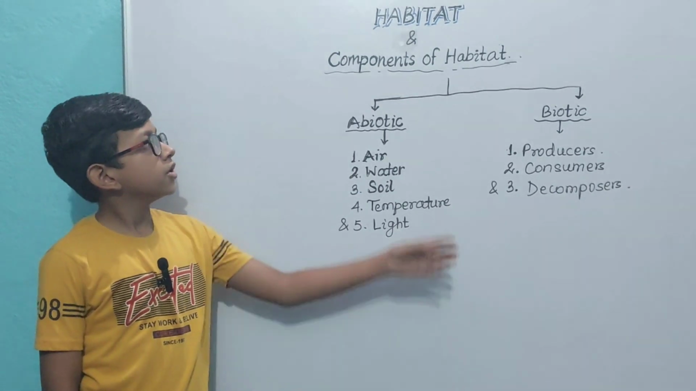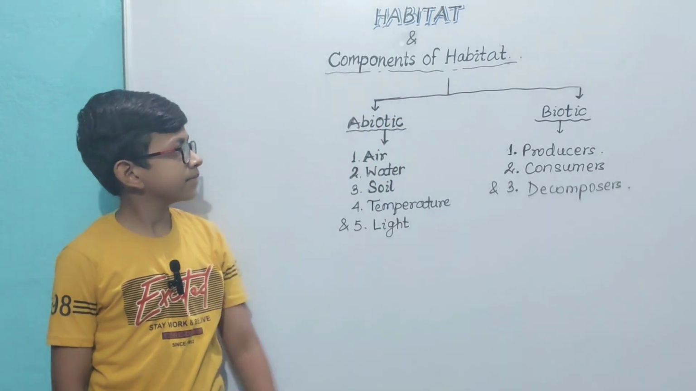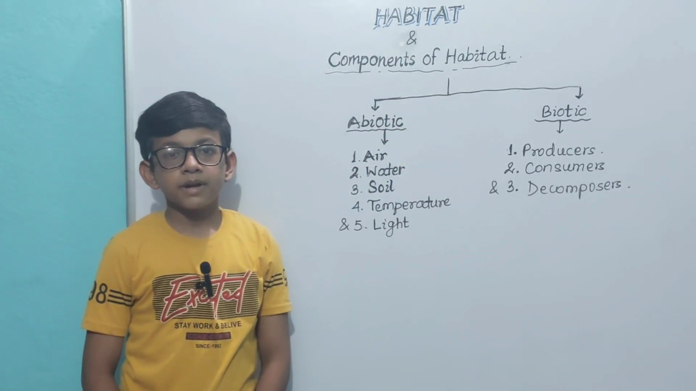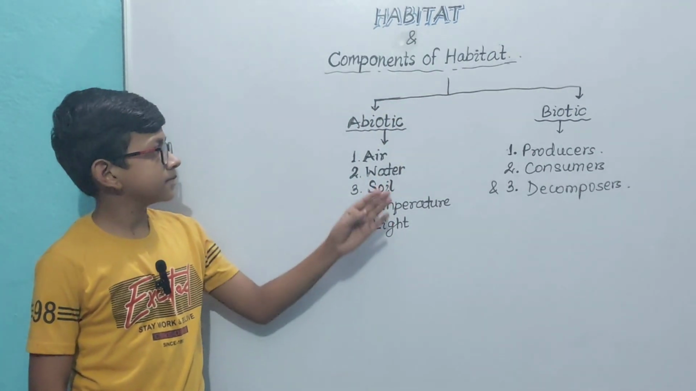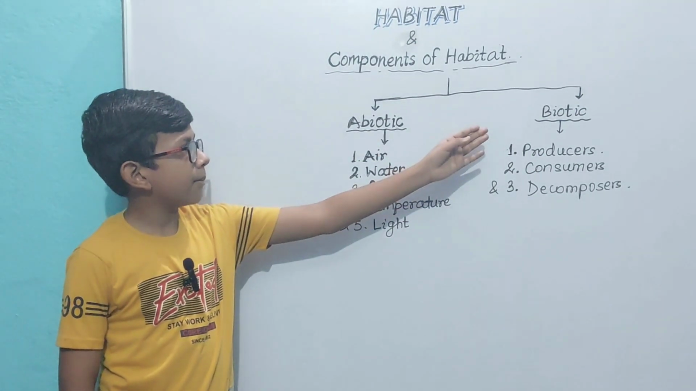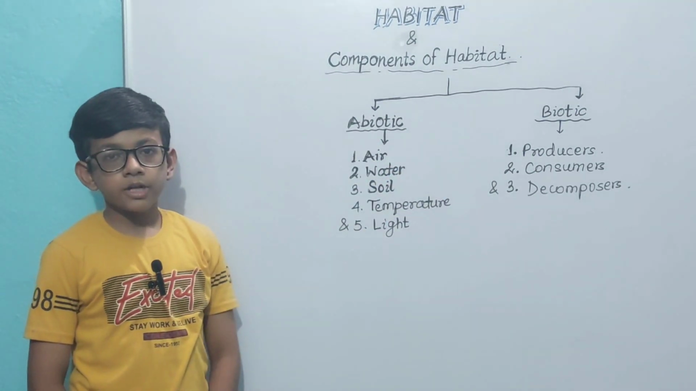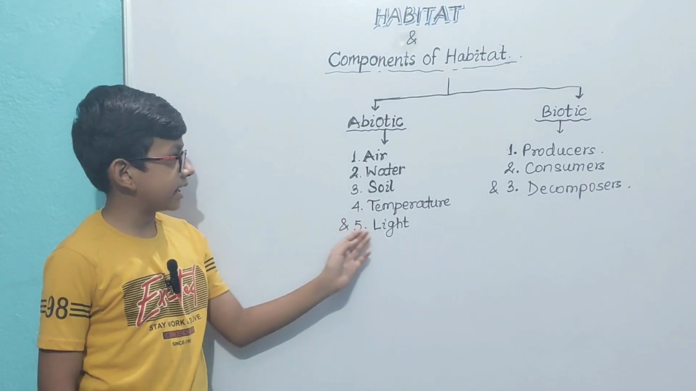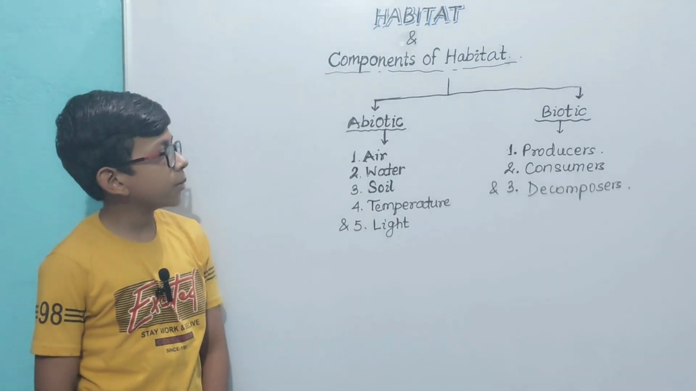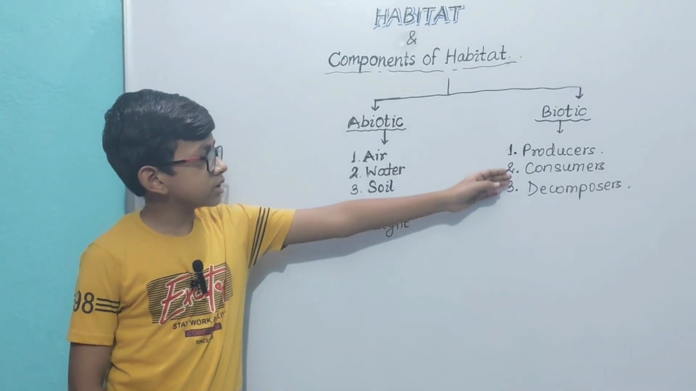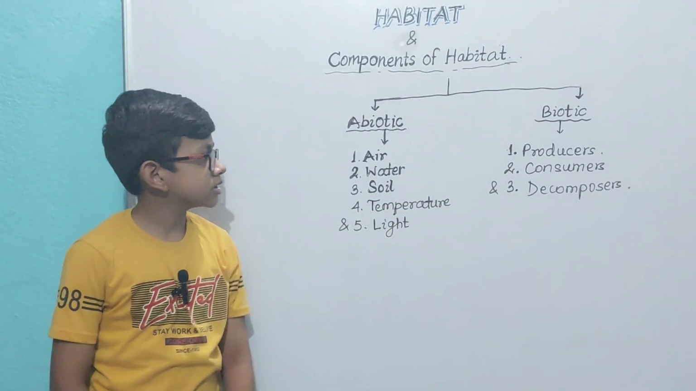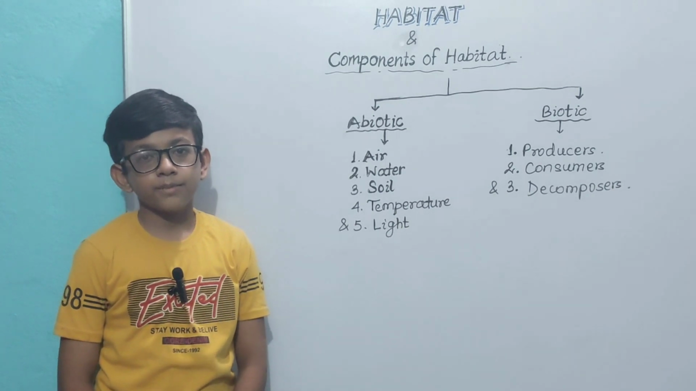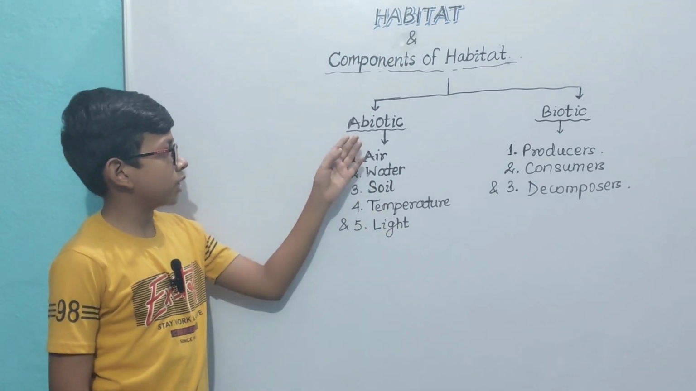Now let's move to components of habitat. Habitat is made up of mainly two components, abiotic and biotic. Abiotic components include air, water, soil, temperature and light, whereas biotic components include producers, consumers and decomposers. So let's know about them one by one. First of all, abiotic components.